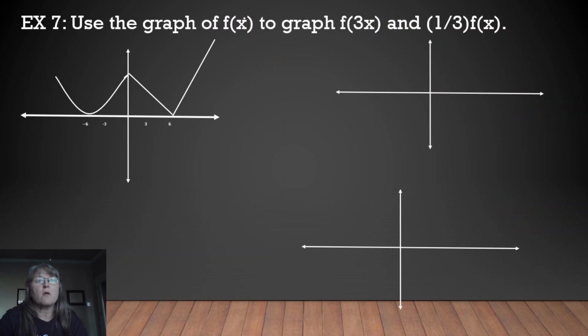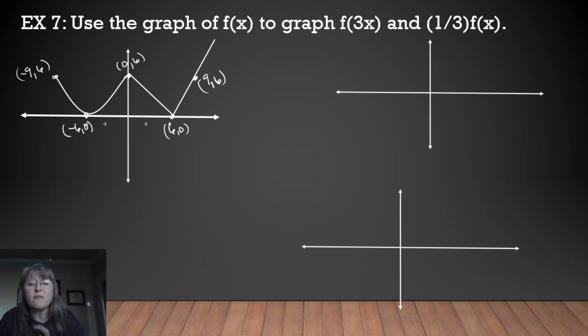Okay? All right, let's look at this example where I don't have a function rule, I just have a graph. The first thing I want to do is label some points so I know what I'm dealing with. So this is at -6, 0. We'll call this one at 0, 6. And this one is at 6, 0. Let's go ahead and name the endpoint over here. And then we'll put a point here too. Okay, so I have 5 points. No matter what I do to it, whether I am multiplying by 3 or the third, I'm going to keep this shape. I'm just going to either compress it or stretch it, okay?